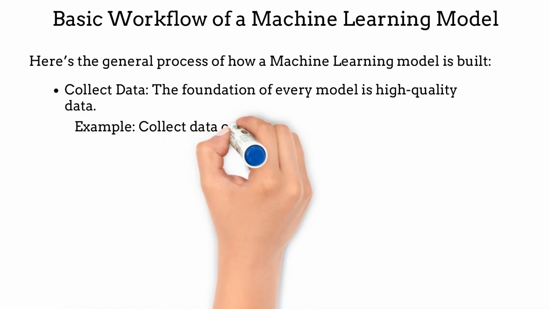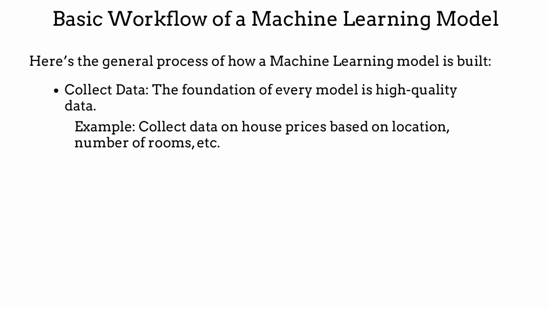Let's say you're trying to predict house prices. You'd gather data like the size of the house, the location, the number of bedrooms, and of course, the actual prices of those houses. The more data, the better.